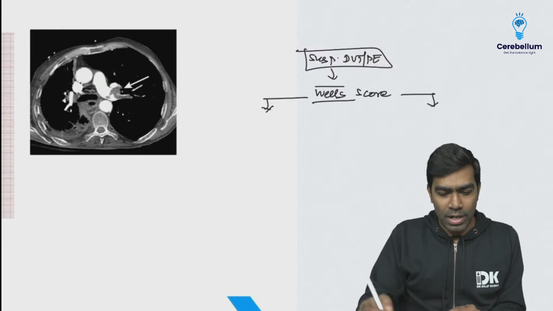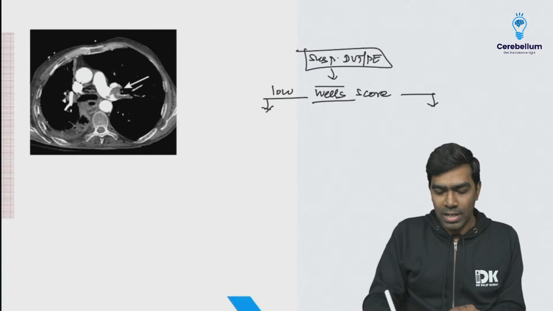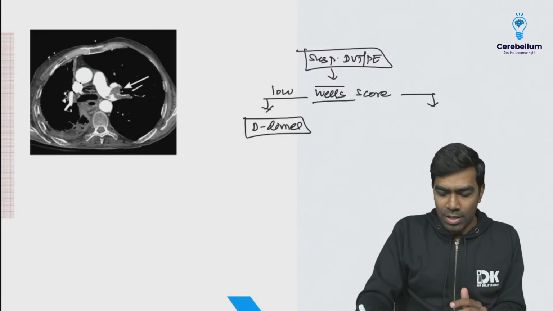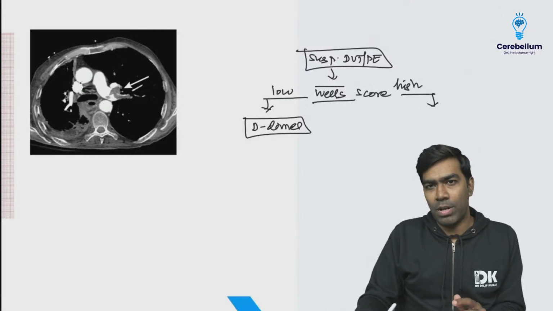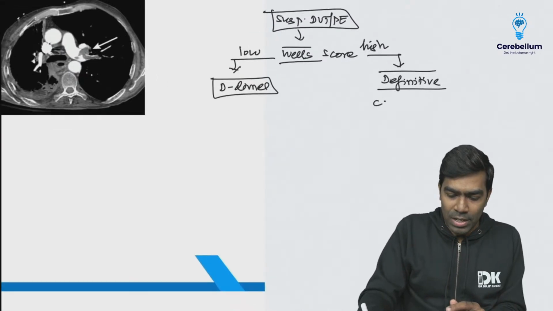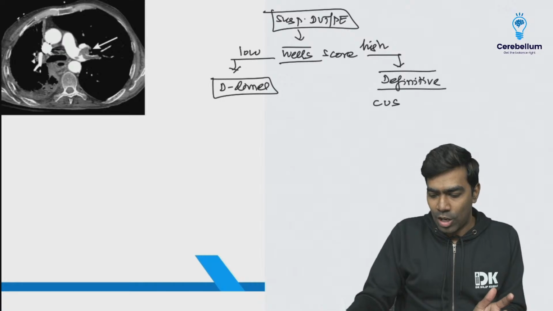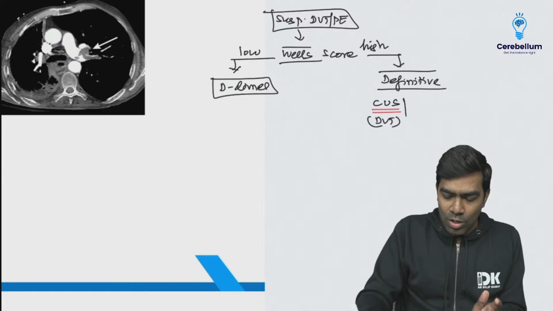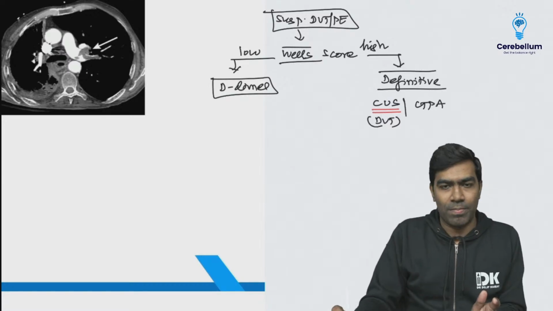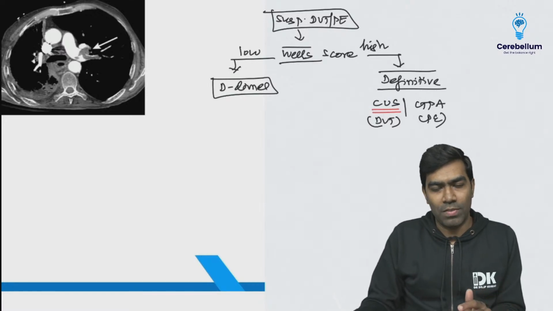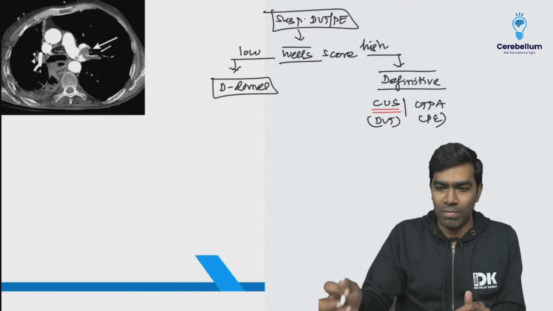In the Wells probability score, if it comes as low probability, then you can do an investigation called D-dimer, which has a very high negative predictive value. If the Wells score says that there is a high probability of DVT and pulmonary embolism, you can do a definitive investigation. So what is the definitive investigation? It is either a compression ultrasound or a lower limb venous Doppler, as textbooks would have mentioned compression ultrasound. This is for DVT, or you can do a CT pulmonary angiogram. If the suspicion is pulmonary embolism, you are going to do a CT pulmonary angiogram. If the suspicion is DVT, you do a compression ultrasound or a lower limb venous Doppler.